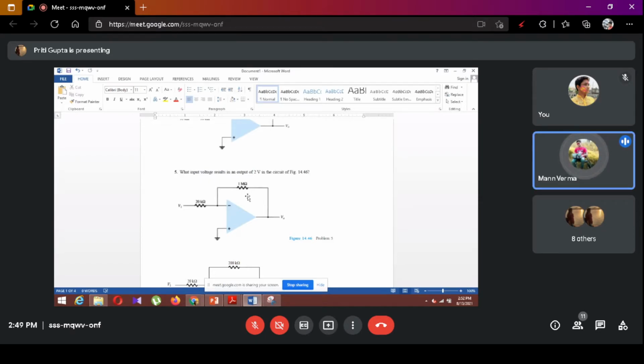Ma'am, what is the value of 1 mega ohm? 1 mega ohm is equal to 10 to the power 3 kilo ohm, or 10 to the power 6 ohm. Write this in your copy. This unit conversion is important.